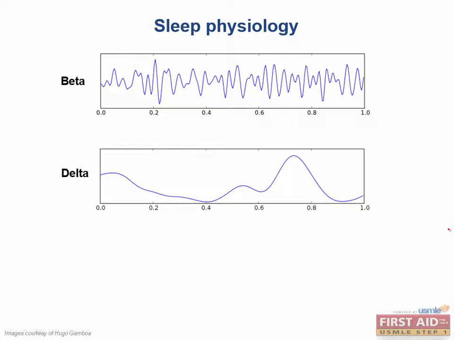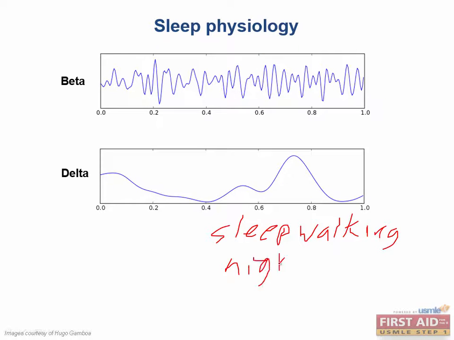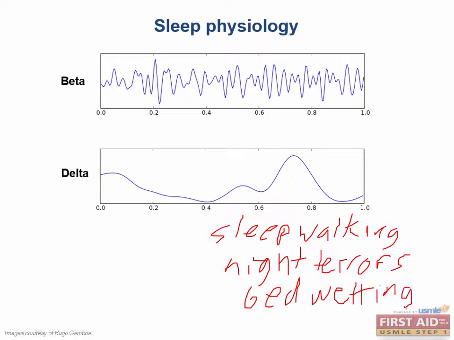Now, the third stage of non-REM sleep comprises about 25% of total sleep time in young adults. Here you see the delta waveform, which has both the lowest frequency as well as the highest amplitude. Stage 3 is the deepest stage of sleep, and this is the sleep stage when episodes of sleepwalking, night terrors, and bedwetting occur. So we have sleepwalking, night terrors, and bedwetting. This is also known as enuresis.